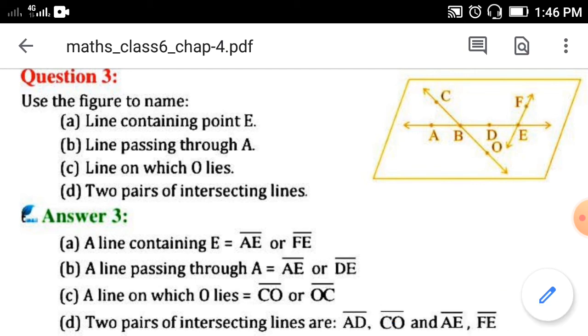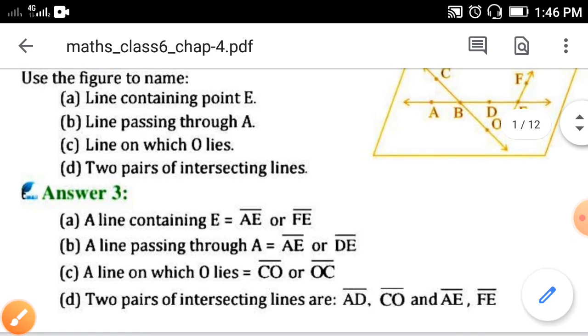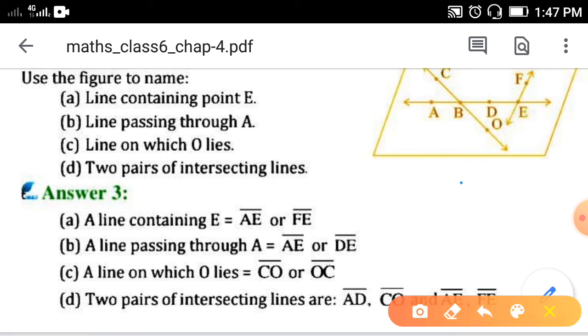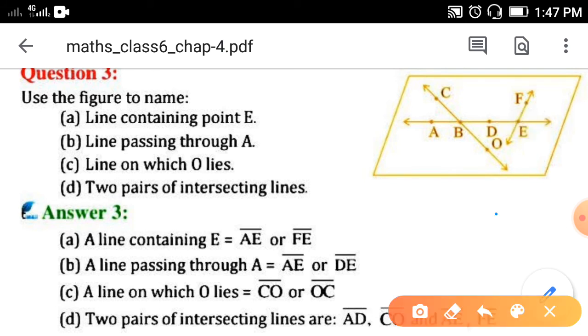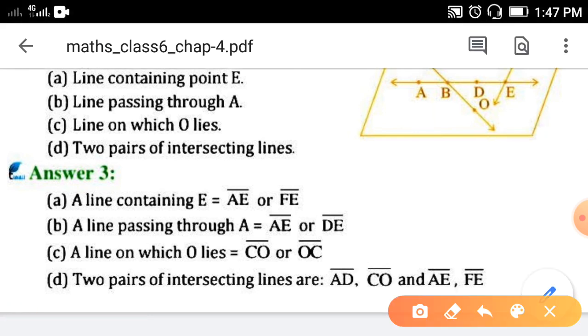Next, two pairs of intersecting lines. So intersecting lines, two pairs you have to write. You can check. This is the first pair: AE and CO. Or you can write AD also, AD and CO. So first pair AD and CO, and second one FE and AE. O is on the other line.